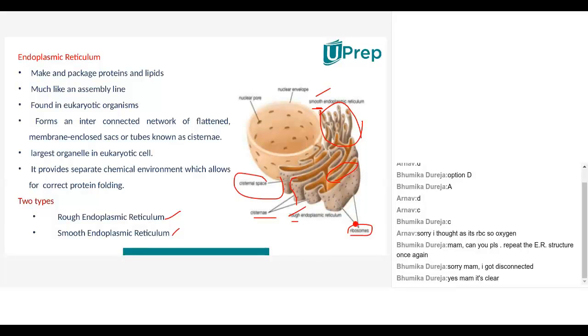Okay, clear? Shall we move on to the next slide? The remaining points in this slide are the functional aspects we'll discuss now.